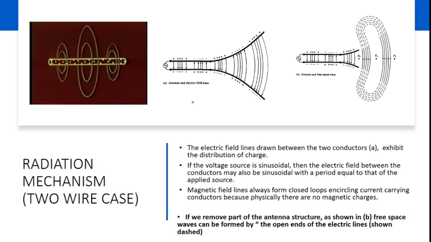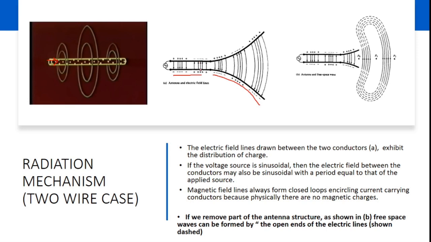Now let us see a two-wire case, which is the transmission line that we are very much familiar with. So we can see that this is the transmission line that we consider and this is an antenna that we are considering. Now the electric field lines drawn between the two conductors exhibit the distribution of charge. So if you see here this transmission line, for example, consider this conductor. Movement of charges is nothing but current. Within the transmission line, we are drawing the electric lines of force.